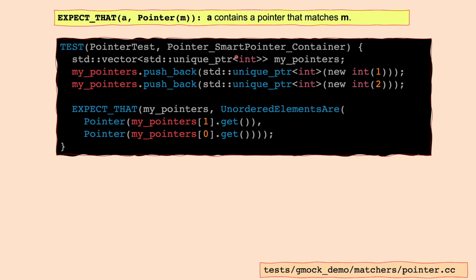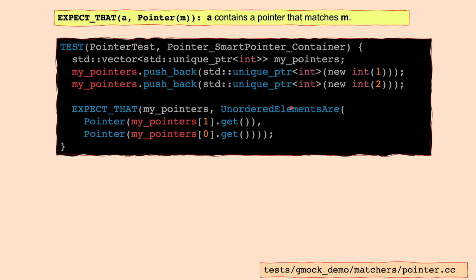In this example, I'm defining a vector of unique pointers, and I'm pushing two unique pointers inside my vector. One is pointing to value 1 and one is pointing to value 2. Now let's say later on you want to check the elements of this vector. How would I do this? Could I just write my pointers and then UnorderedElementsAre and then put two unique pointers here? We know that unique pointers cannot be copied, so how would I provide them to this UnorderedElementsAre without copying them? And that is not possible, or at least not simple to do.